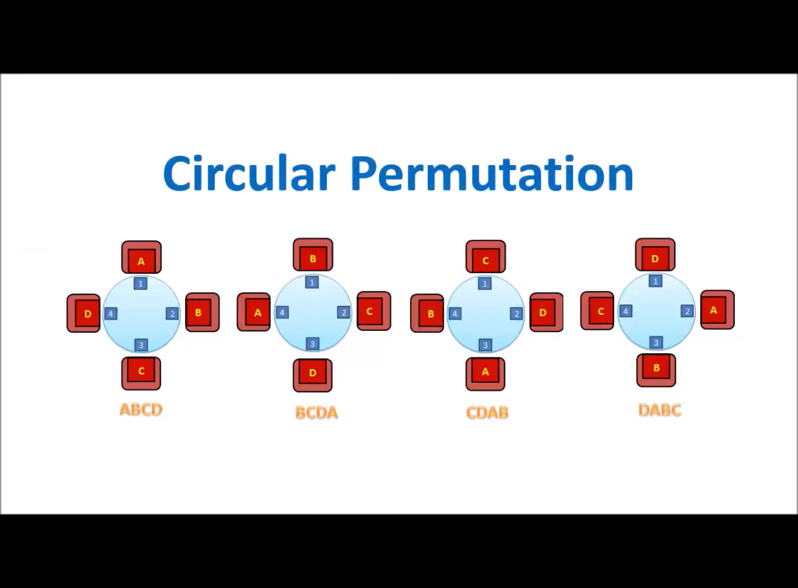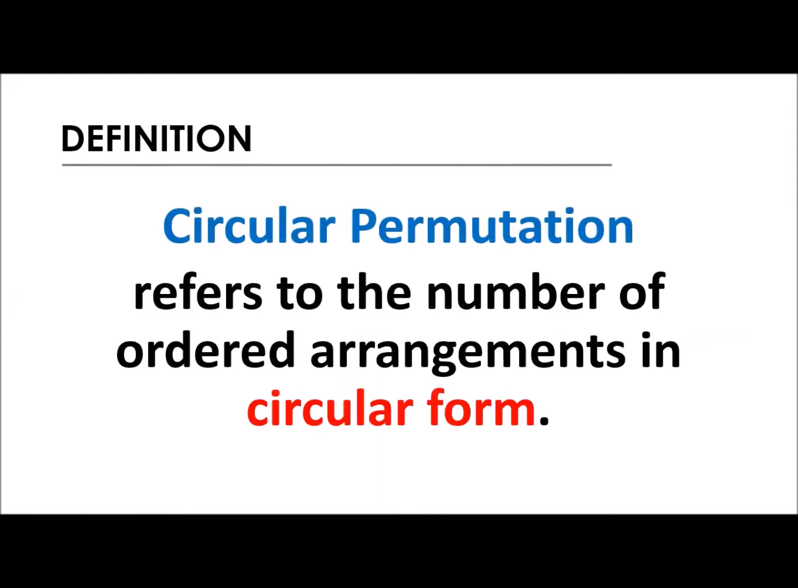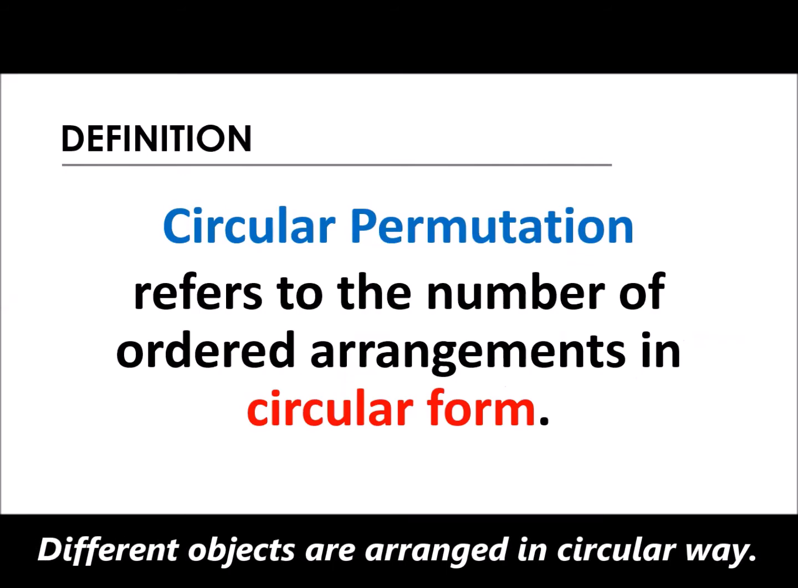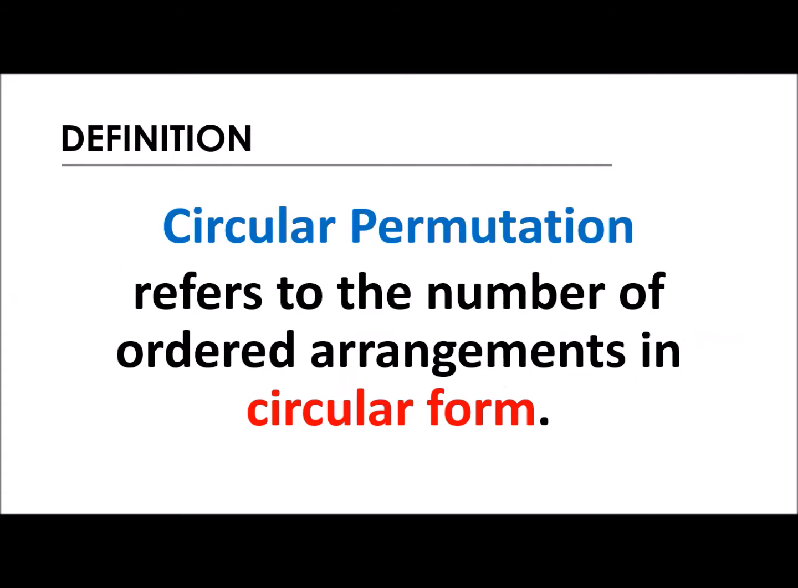So what does circular permutation mean? It refers to the number of ordered arrangements in circular form. By the term itself, circular, it only means na yung iba't ibang bagay ay i-arrange natin ng paikot, ng pabilog. Unlike in linear permutation, that is in linear form, isang diretso. So yun ang pagkakaiba nilang dalawa. Because not all times, objects are arranged in a linear form. May mga pagkakataon na naka-circular form.